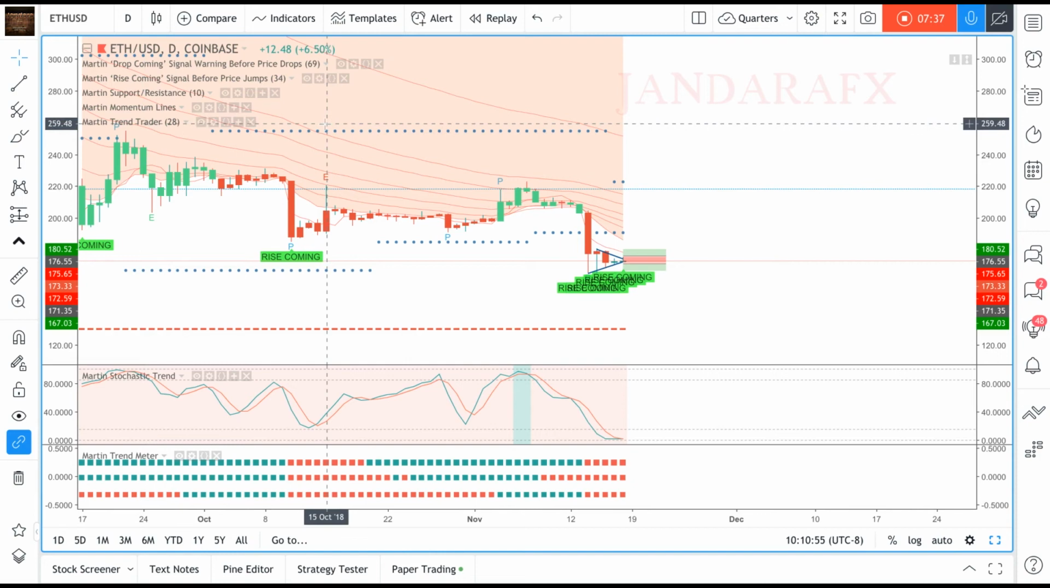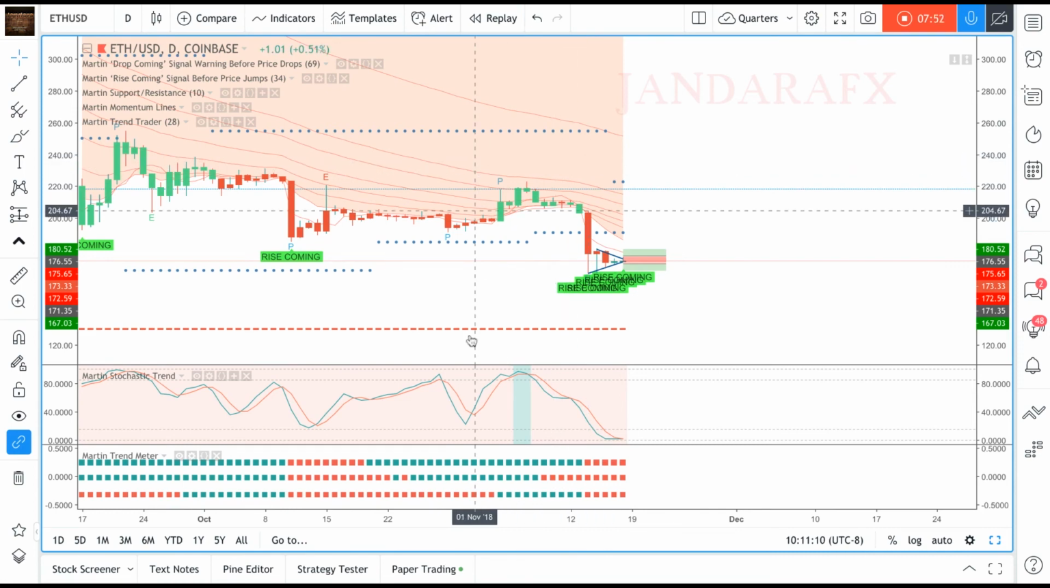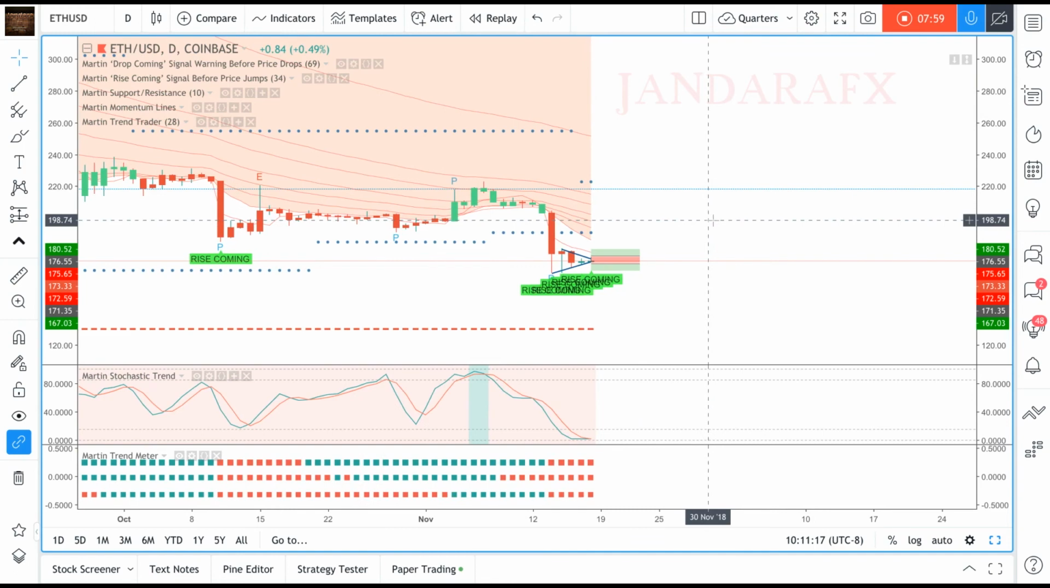I've got messages of people doing $56,000 within 2 months with the Maritn Trend Trader, $3,000 in a few days with the Maritn Trend Trader, $14,000 in less than 7 days with the Maritn Trend Trader. Great indicator. I'm also getting people doing $3,300 in 3 days, around $1,000 a day with the momentum lines, the stochastic trend, and the trend meter, and the rise and support, the rise indicators, and the drop indicators. So obviously they have a lot of validity to them.